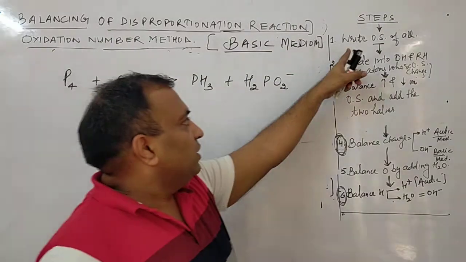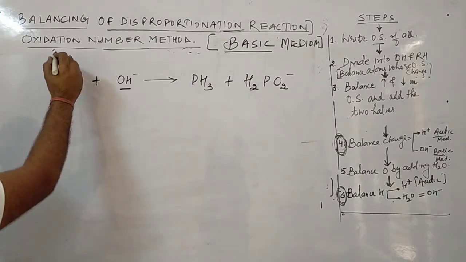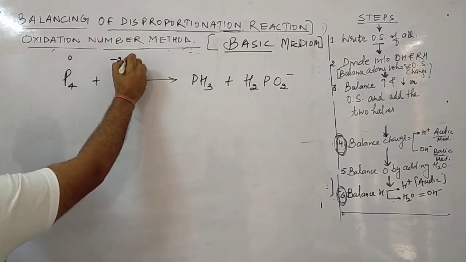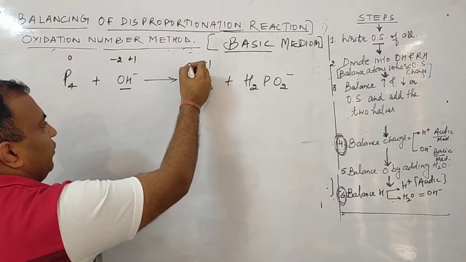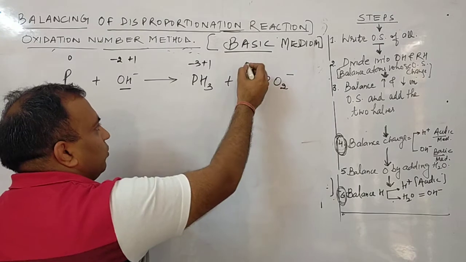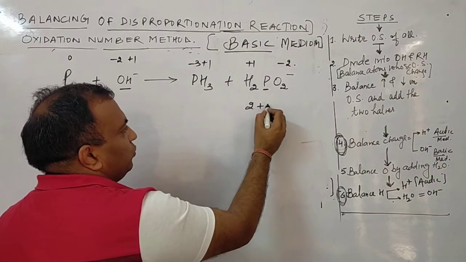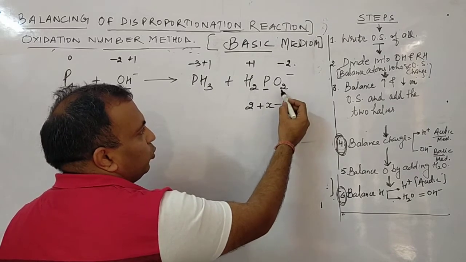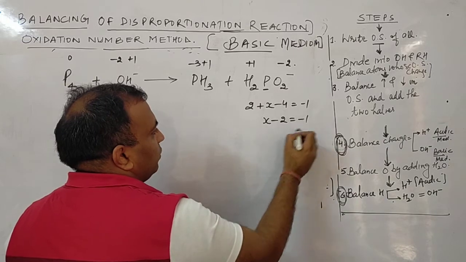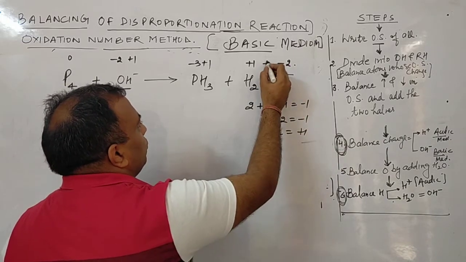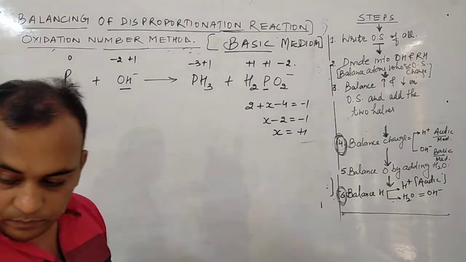So the first step is to write the oxidation state of all. So P4 0, oxygen minus 2, hydrogen plus 1, hydrogen plus 1 and phosphorus minus 3. Here hydrogen plus 1, oxygen minus 2. Phosphorus calculate कीजिए, 2 plus x minus 4, 2 minus 2 minus 4 equal to minus 1. So x minus 2 equal to minus 1, x equals plus 1. So we have found out the oxidation states.